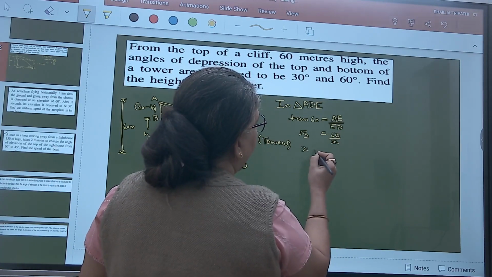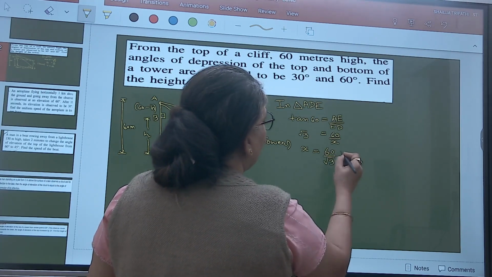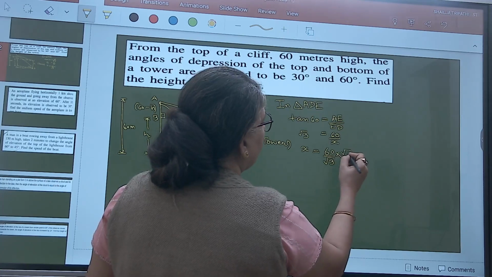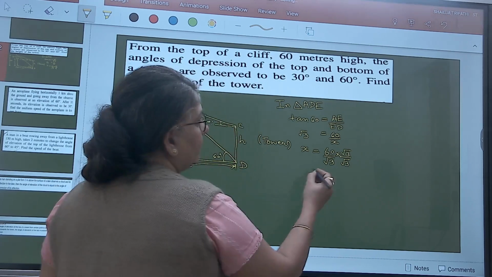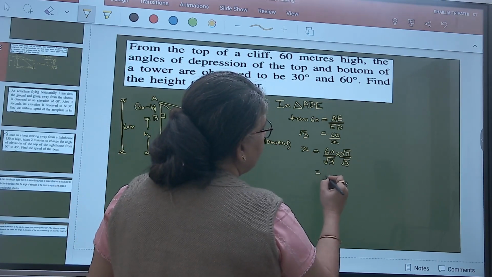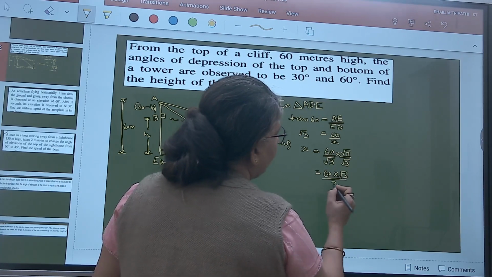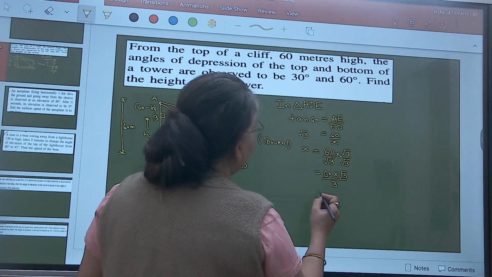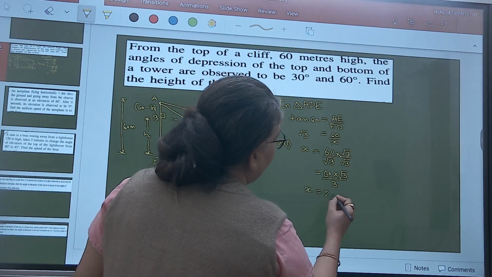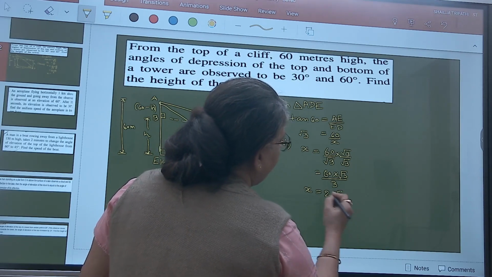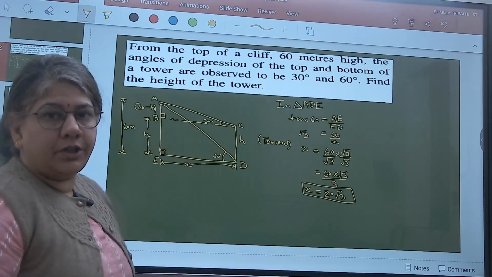So let's find the value of x. We get 60 upon root 3. On rationalization, we multiply numerator and denominator by root 3. So we get 60 into root 3 by 3. That is, the value of x comes out to be x is equal to 20 root 3. So this will help us to solve the question further.